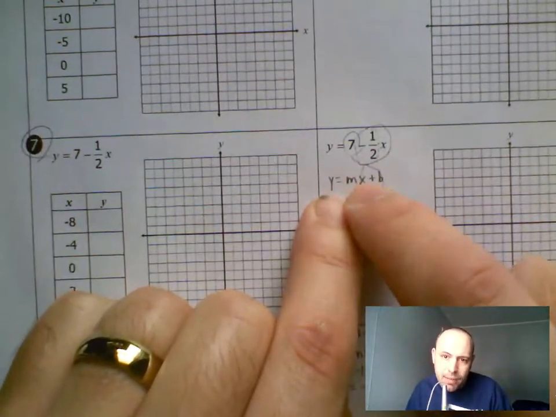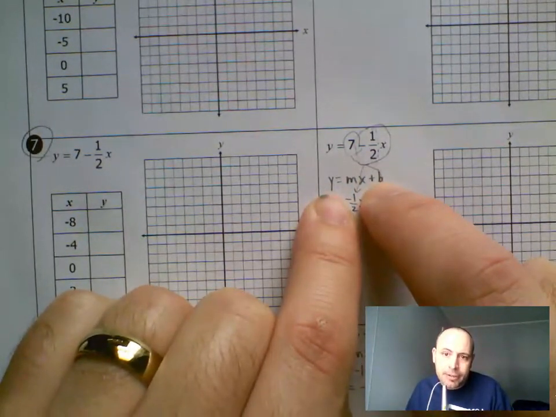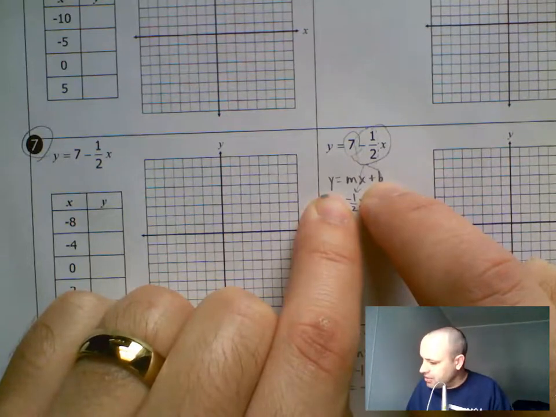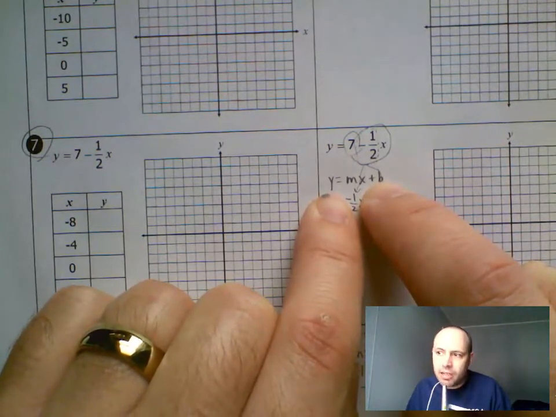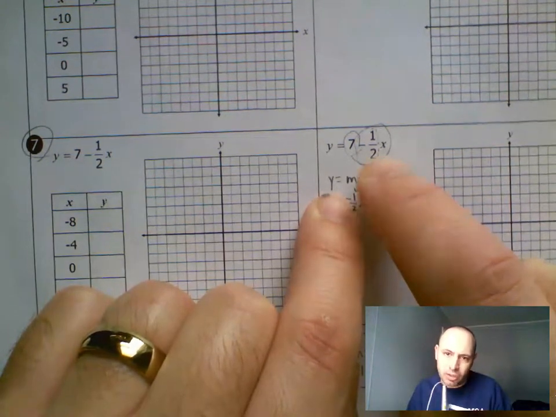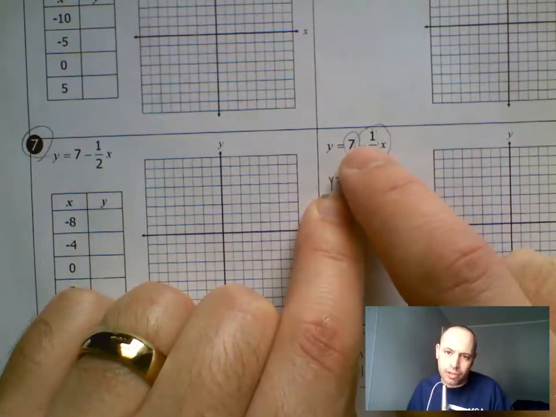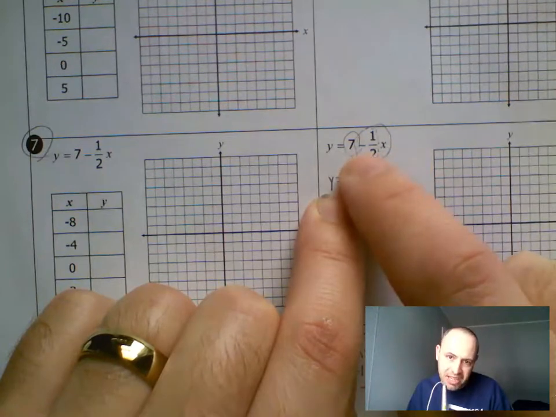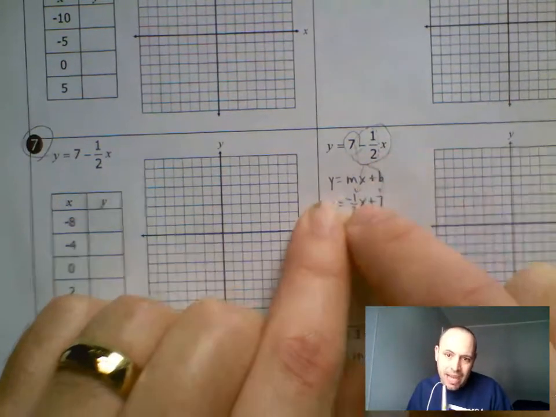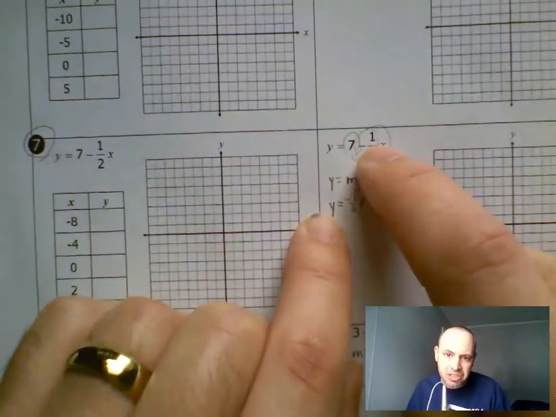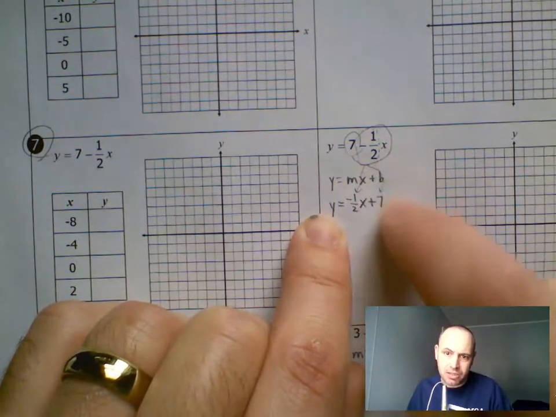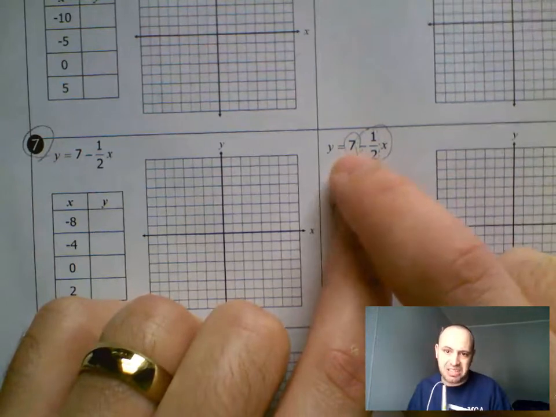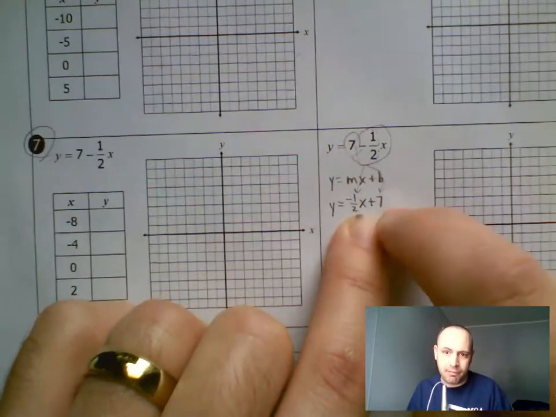Y equals mx plus b. Okay, so that's the slope-intercept formula that we've been going over for a couple days here. Y equals mx plus b. So the thing in front of the x, the -1/2, we have to take that negative with it. That's the slope. So let's just take this and put it in the front where the mx is, and then the plus b is going to be that 7, so plus 7.